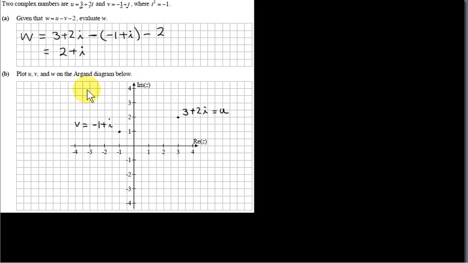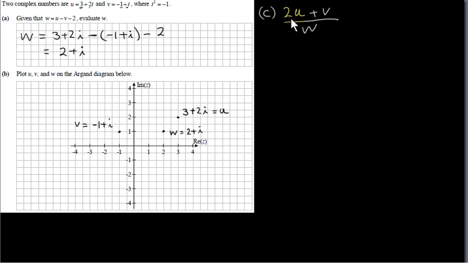Now finally, we want w. W is plus 2 plus i, so we go to plus 2 on the real axis and to plus 1 on the imaginary axis. So this point represents the number w, which is 2 plus i. So plotting 2 plus i is equivalent to plotting the point 2, 1 in coordinate geometry, or plotting the point minus 1 plus i is equivalent to plotting the point minus 1, 1 in coordinate geometry.